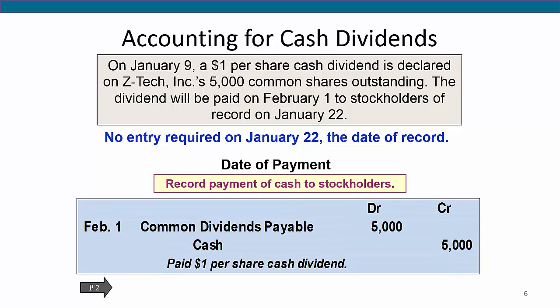Now, no formal journal entry is needed on the date of record. The February 1st date of payment requires an entry to record both the settlement of the liability and the reduction in the cash balance as shown, debiting the liability account and crediting cash for $5,000.